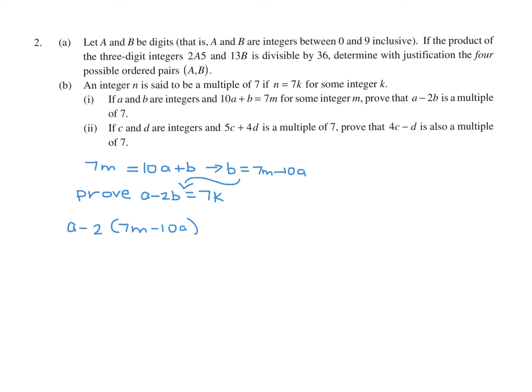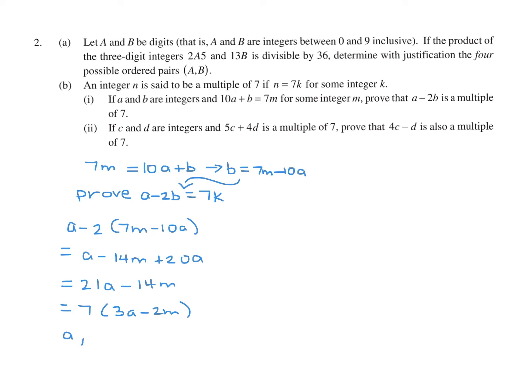But we don't know that yet, so let's just leave that alone. I have to prove that it's equal to 7k. Okay, so this looks like a minus 14m plus 20a, and that's 21a minus 14m. If I factor out a 7, I get 3a minus 2m. Correct?